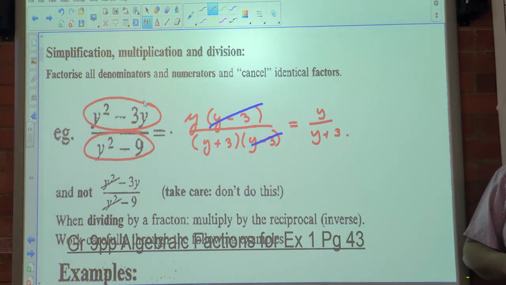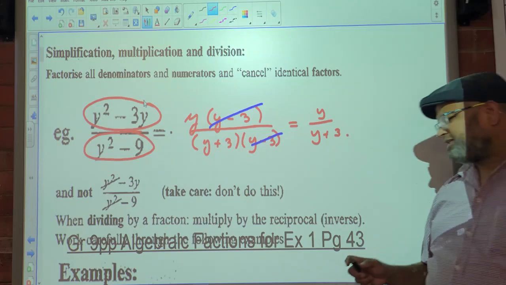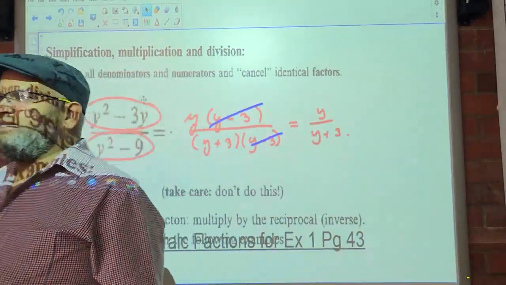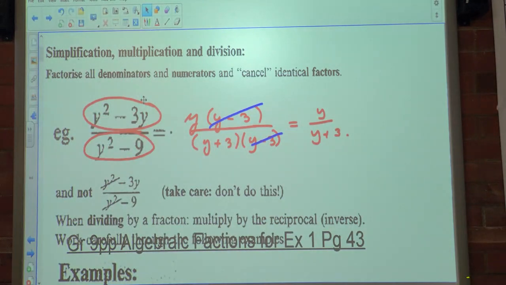Okay? Simple, huh? So if your factorization is in order, this should be easy. And this sum is probably worth 3 marks already, as it stands. 3 or 4 marks.